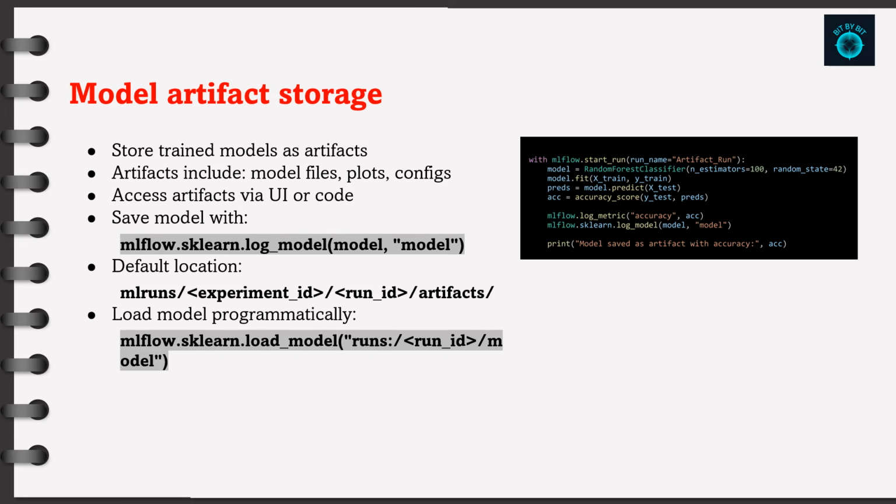Artifacts are also visible in the MLflow dashboard. In the user interface, open your experiment and click a run. You'll see an artifacts section that lists saved model files. You can download or inspect them directly from there. This makes experiment management fully reproducible. Everything from parameters to trained model files stays linked inside one run folder.